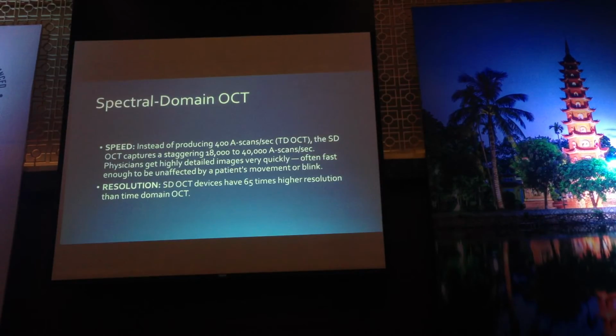In terms of resolution, this is the second difference between the time domain and spectral domain OCT. The spectral domain OCT has much higher resolution than the time domain. I showed it to you already, right? Because the bandwidth is higher than what we use in the time domain OCT, the resolution value is smaller, and you get a higher resolution of the image.